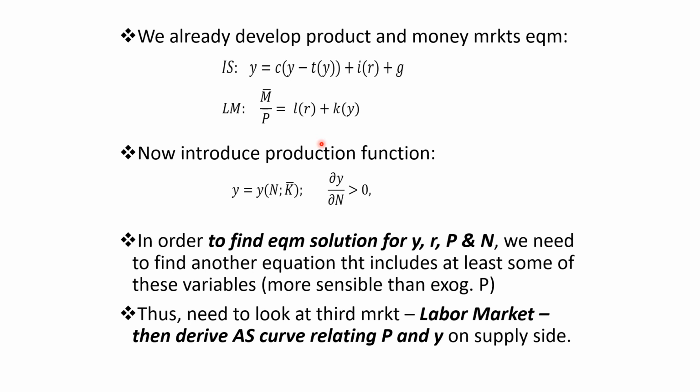In order to find the equilibrium solution for Y, R, P, and N, we now have to find another equation that includes at least some of these variables and is a bit more sensible than the exogenous P assumption, which we saw on the previous slide in equation 4. We will find this equation by looking at a third market, the labor market, and derive from it an aggregate supply curve which relates the price and output on the supply side. Okay, now let's see the demand for labor.